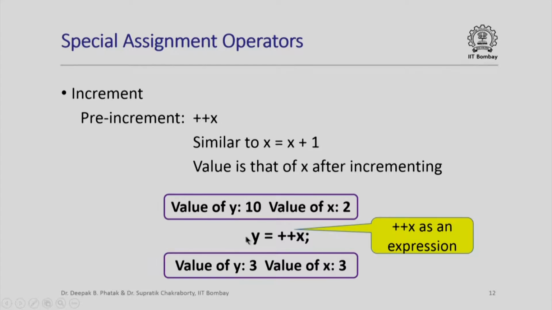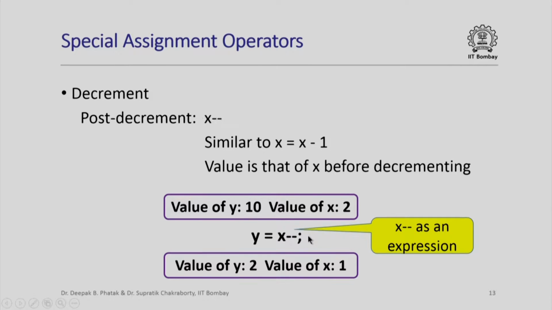So in this example, if I said y is assigned plus plus x, and if the value of y before this instruction is executed is 10, and if the value of x before it's executed is 2, then the value of this expression is the same as the value of x after incrementing it. So the value of this expression is 3, so y gets assigned the value 3, and x's value is incremented as a side effect when you evaluate this expression.